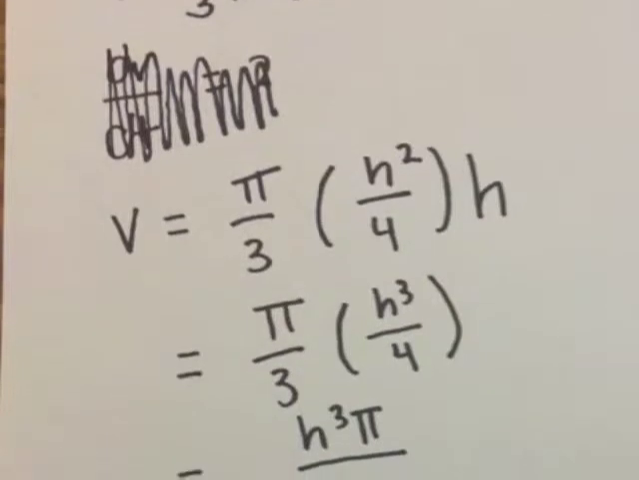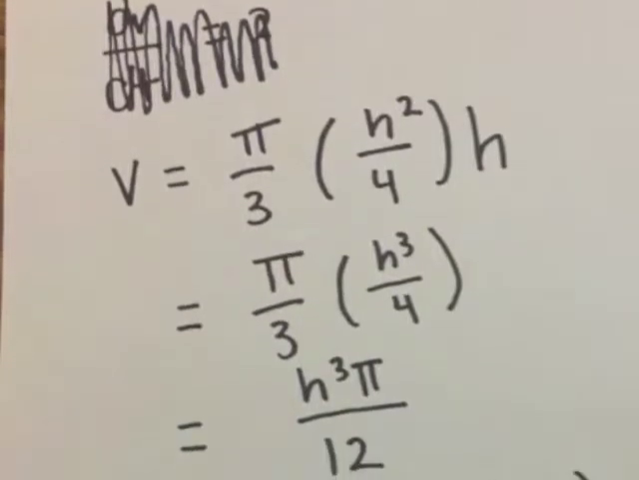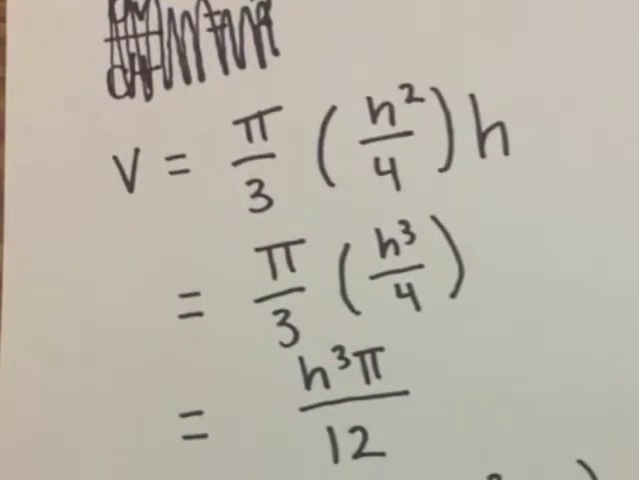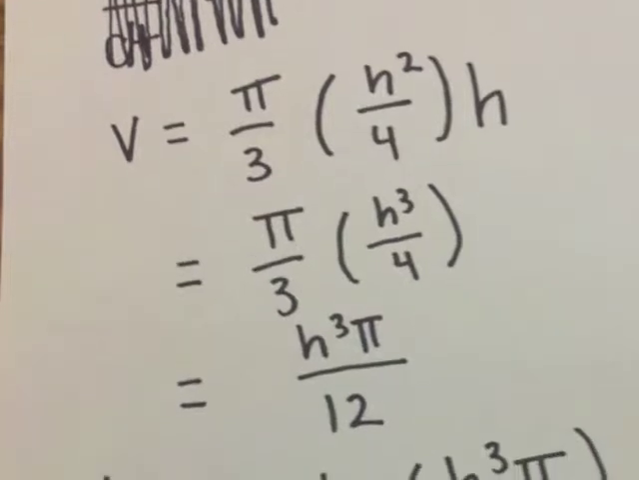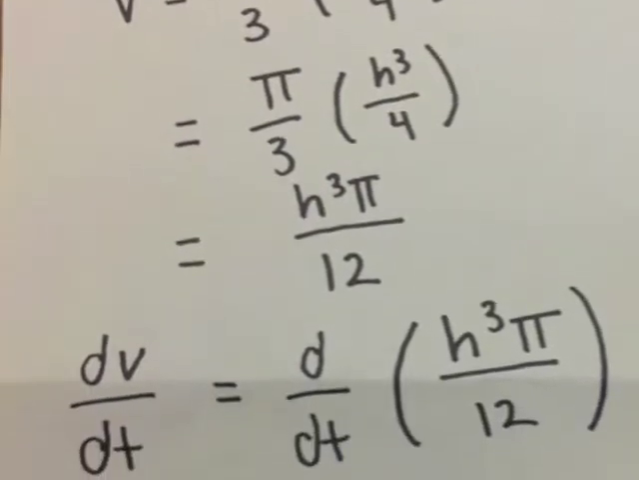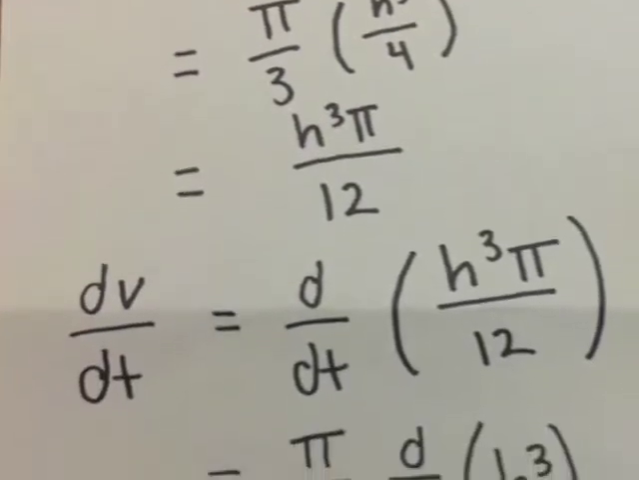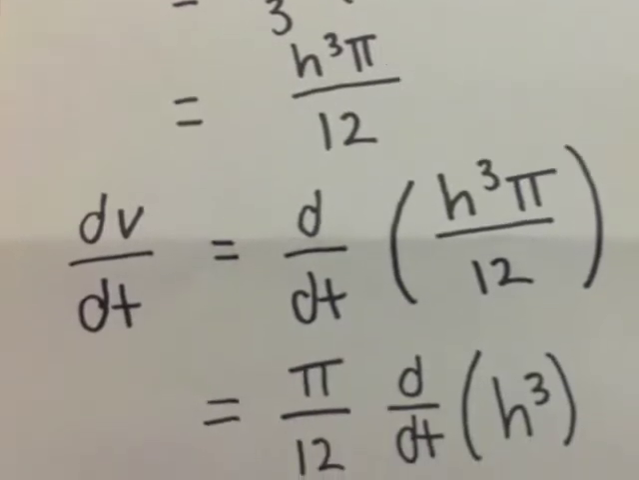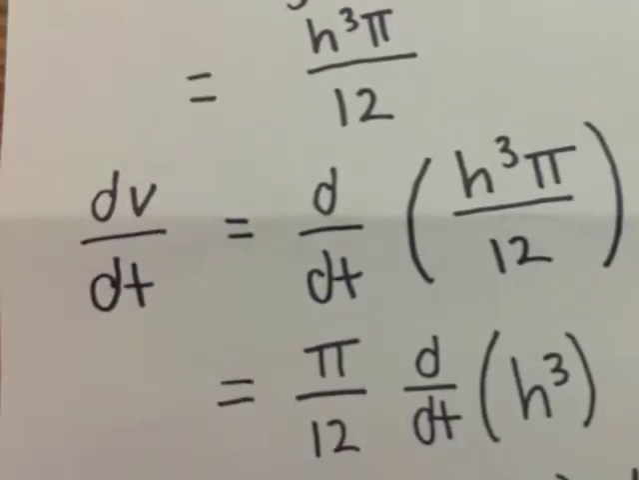We then further simplified by changing h squared over 4 into h cubed over 4. Finally, we just multiplied the fractions together to get h cubed pi over 12. Now comes the tough part of finding the derivative. The derivative of the left side of the equation, V, is simply dV over dt. Now we have to find the derivative of the right side.